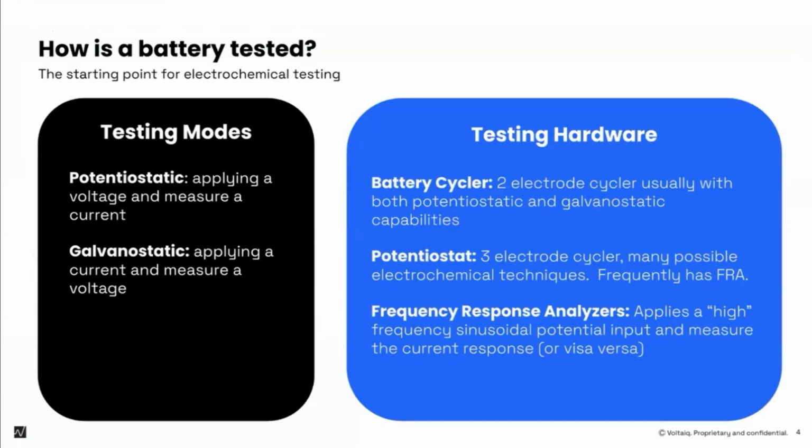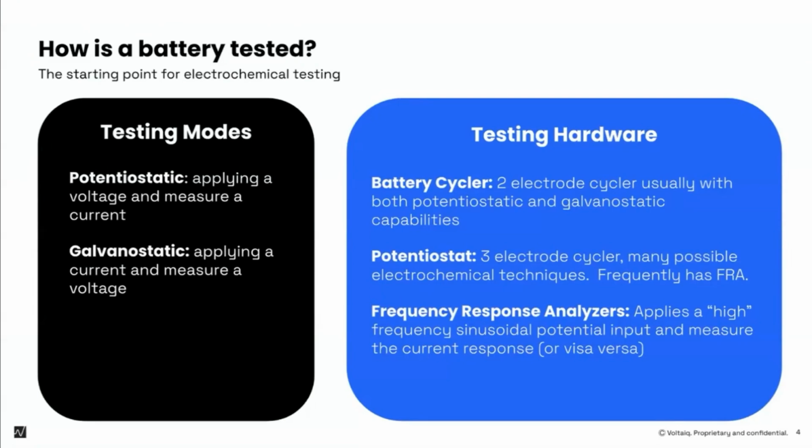When you go to test a battery, there's two general modes with which you can test a battery. You can test it by controlling the current or controlling the potential. If you're controlling the potential, we call this potentiostatic. And in that case, you're actually controlling the potential of the battery. You're measuring the current response. Galvanostatic means that you're controlling the current of the battery and measuring the voltage response.